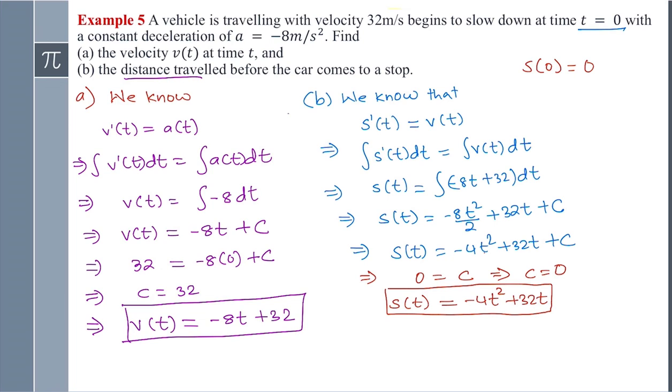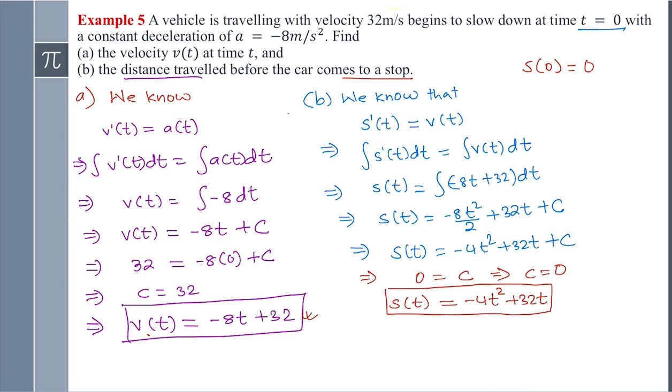Now our question is, find the distance traveled before the car comes to a stop. Now we need to know when the car comes to a stop. So we need to know time, okay? How long does it travel before it comes to a stop? So in order to find that, we know that when the car stops, the velocity is zero. So if we use this velocity function, the velocity is zero after what time? That's what we need to find. And using that time, we can find the distance traveled.